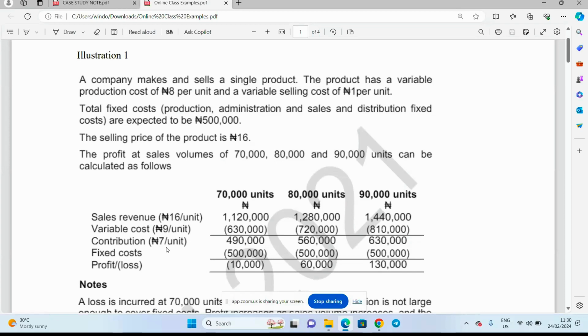Back to the question. How much is our total fixed cost? 500. Fixed cost is the cost that does not vary with the level of output, meaning it remains constant across the board. You have 500,000, 500,000, 500,000. So profit or loss will be what? For the first one will be negative 10,000. Second one will be 60,000, and the third one will be 130,000 positive.